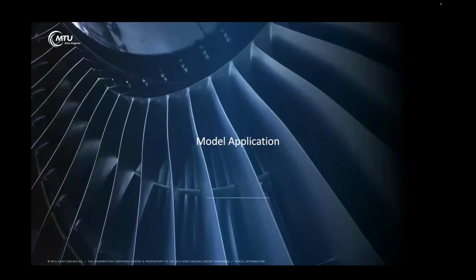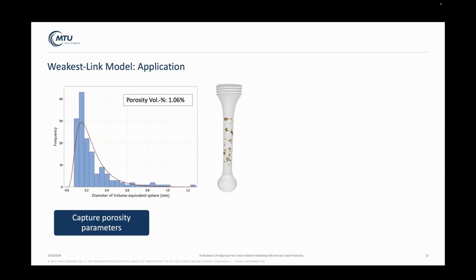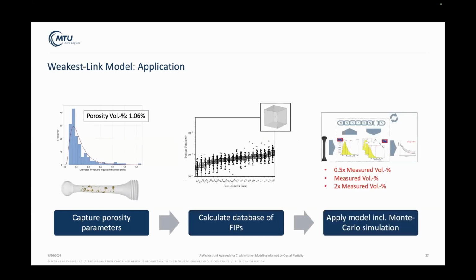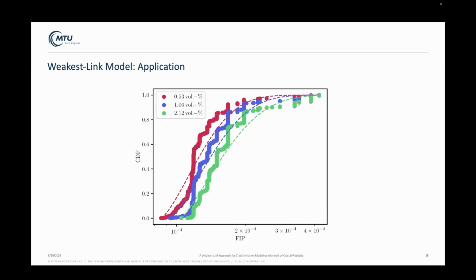Now we come to the application of such a model. What we did is capture porosity parameters, like I said, using microCT, calculated a database of fatigue indicator parameters, and then applied the presented model to three porosity volume fractions: the measured one, and two hypothetical cases where we halved and doubled the volume percentage of the pores. And those are the results that you're seeing here.